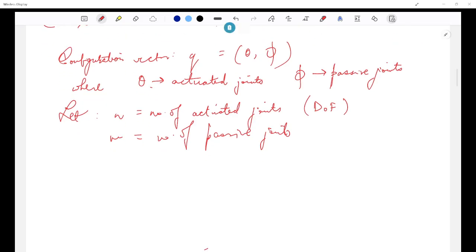So although there are m passive, oh, my battery is running low. Just let me plug it in. Hold on for 1 minute.